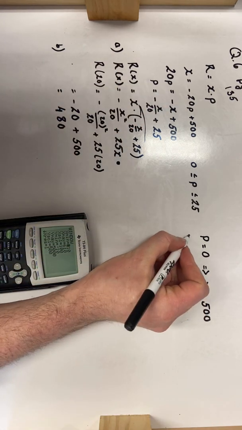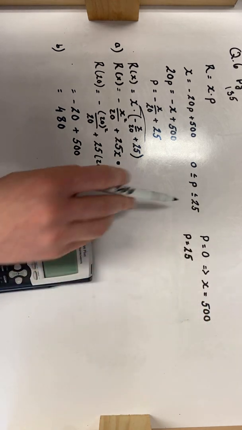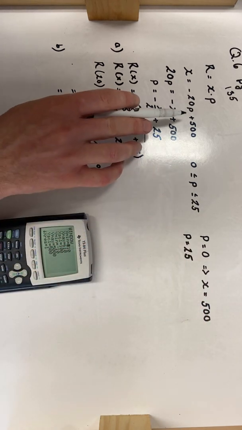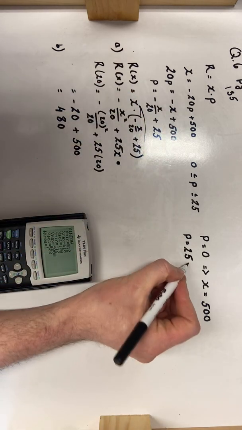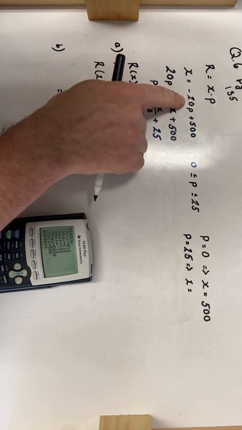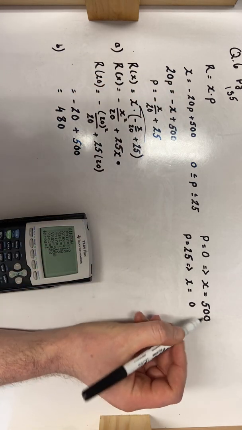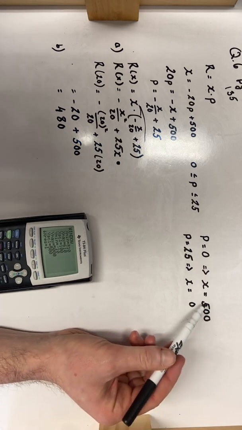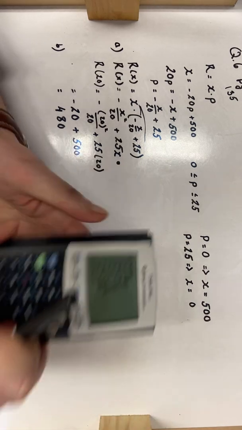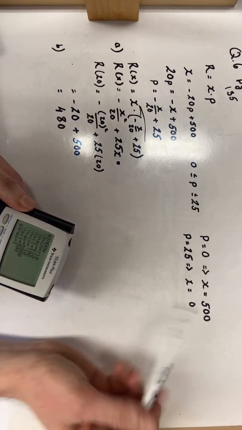And if p has a value of 25, which is the maximum value of the domain right here, then x has a value of minus 20 times 25, which is minus 500, plus 500 is 0. Then x is a value of 0. And so the domain I chose for my revenue equation right here is from 0 to 500.